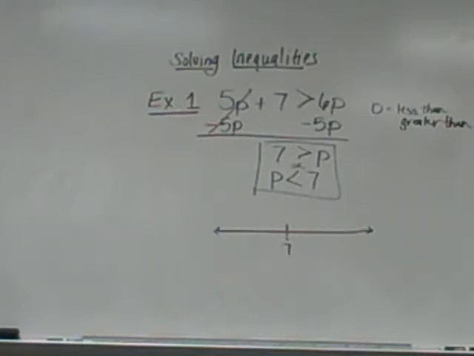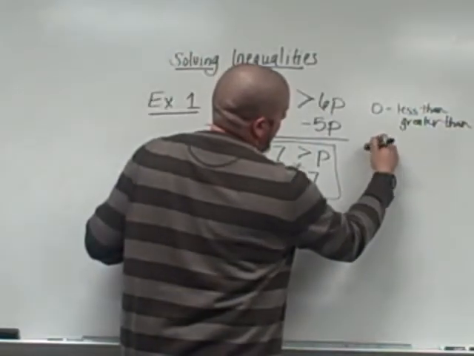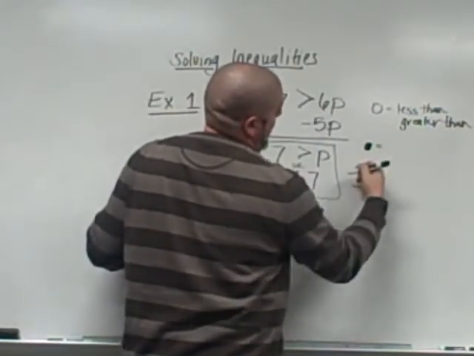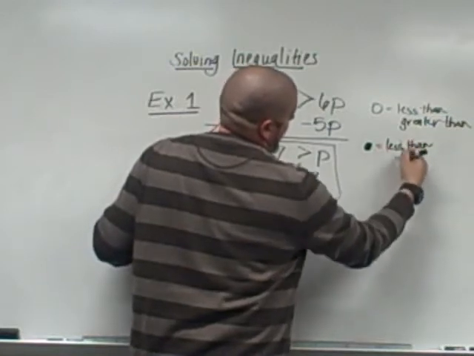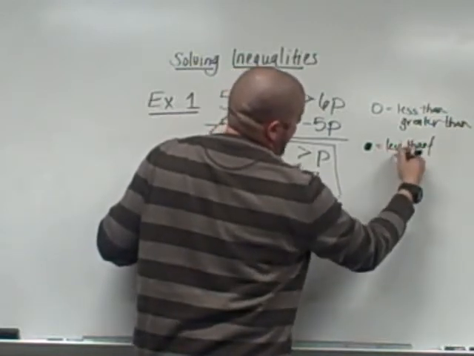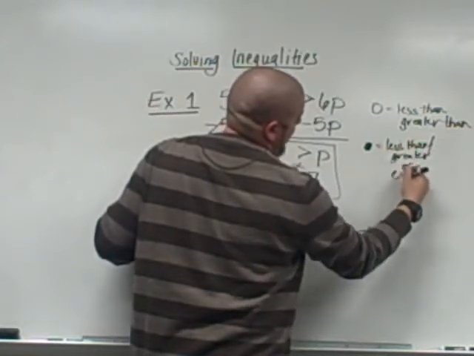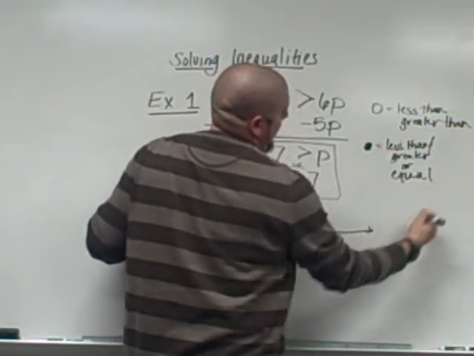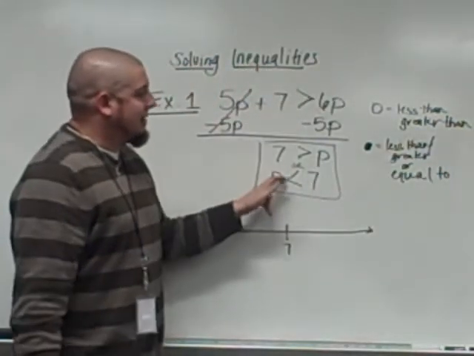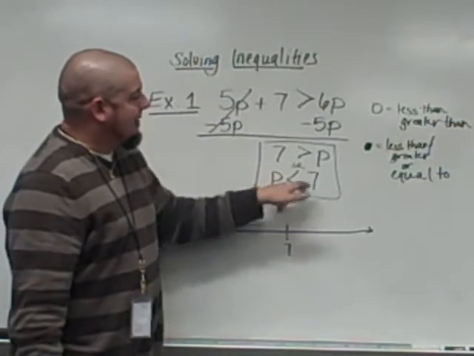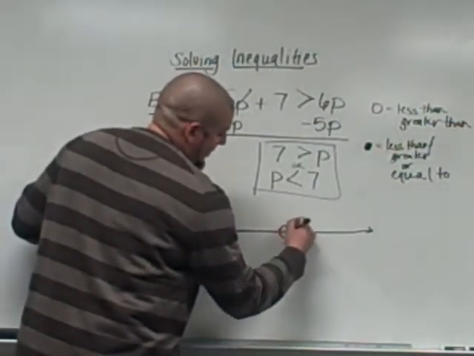If your sign is less than or equal to, then you're going to have a closed circle. So less than, slash greater than, but you also have or equal to. That's got to be part of your sign. So in this case, all I have is a less than sign. So p is less than 7, so I have to do an open circle. I'm going to do my open circle on 7.